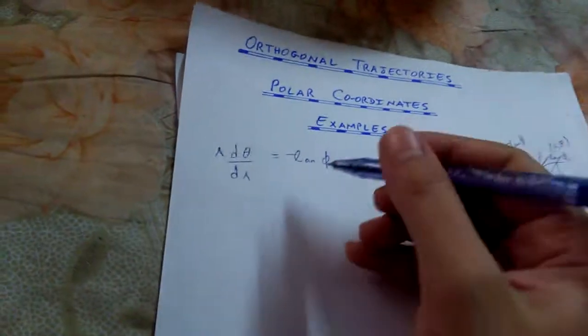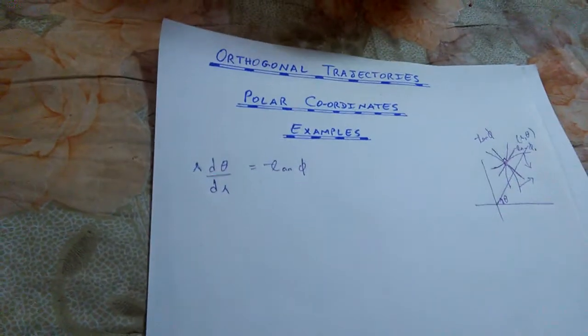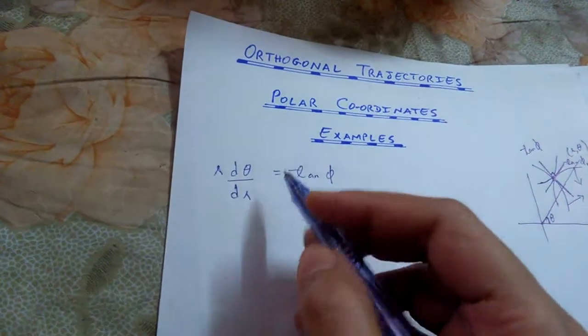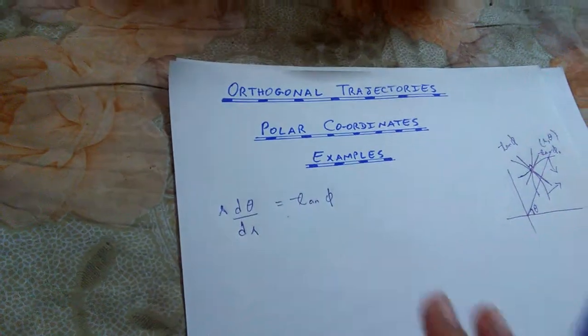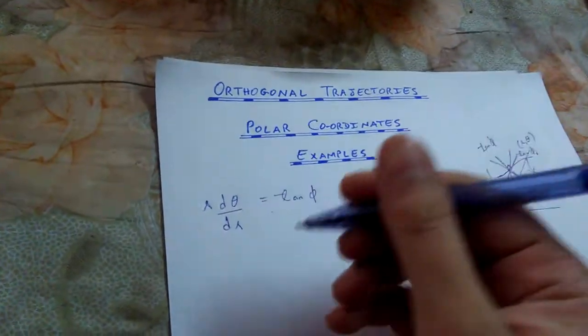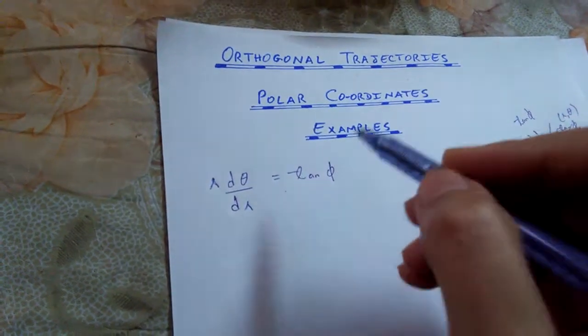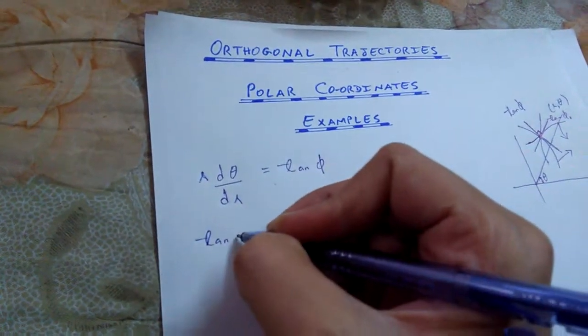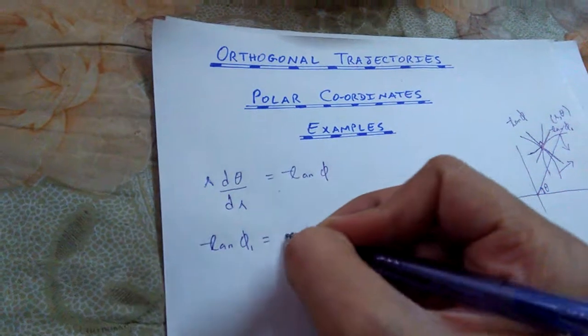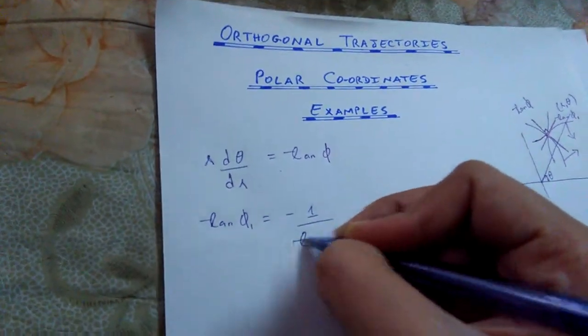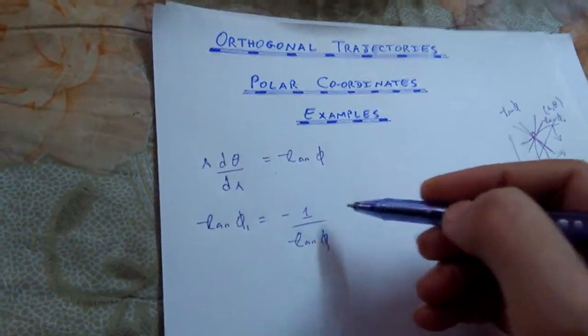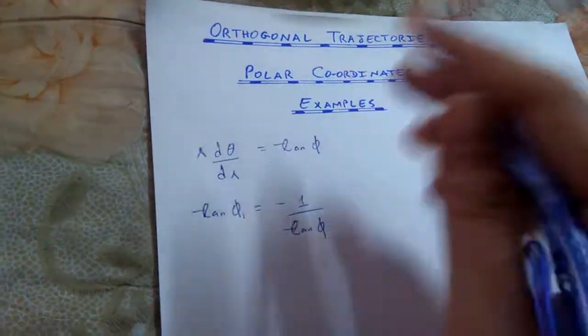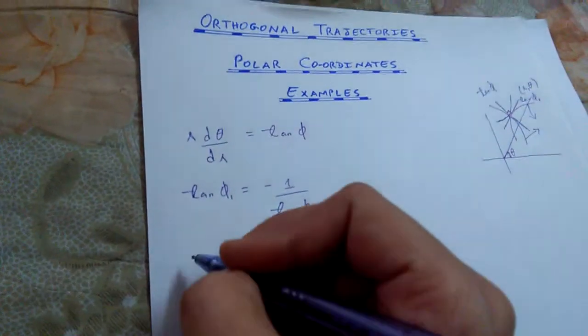So if tan phi has this formula, then the slope of the tangent of the orthogonal trajectory of the given family of curves is going to be the negative reciprocal of tan phi. We are going to take the help of this concept. Now let's move on and see the example.